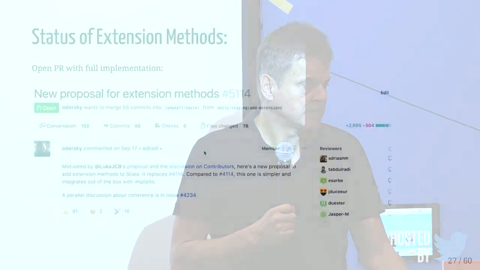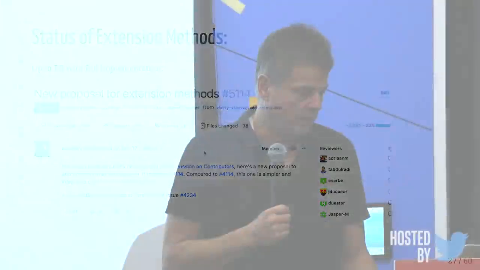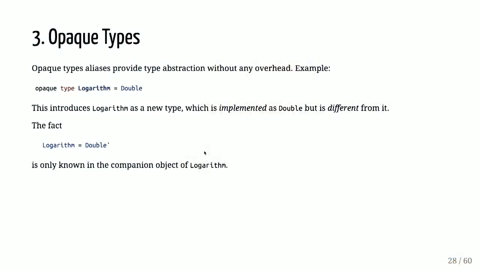Status, so that's still an open pull request. People like it generally, and I think the discussion has pretty much come to a conclusion that yes, that seems to be a good way to do it. There don't seem to be many more change requests for that, so I would expect that to be merged relatively soon. The third thing I want to talk about is opaque types.